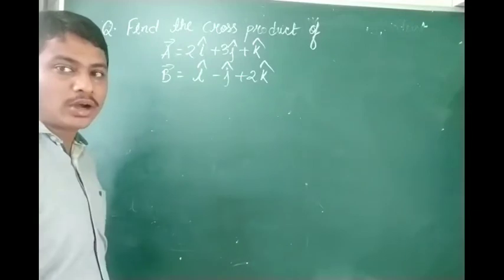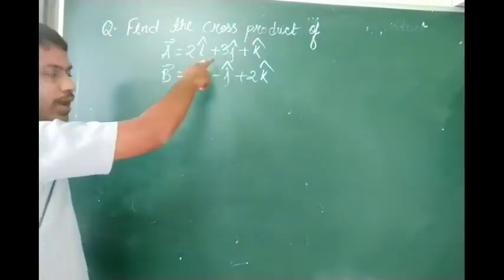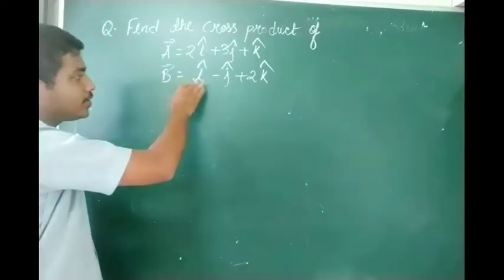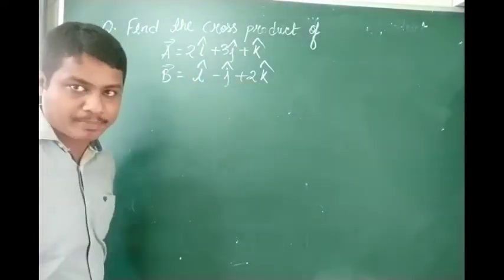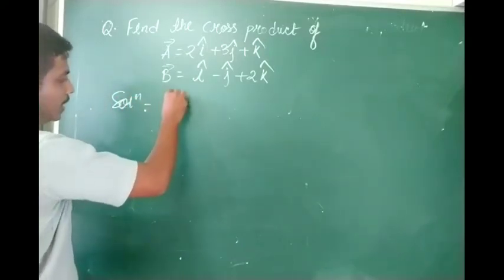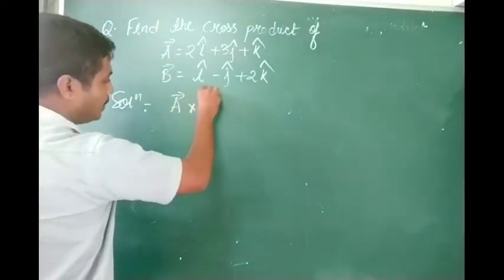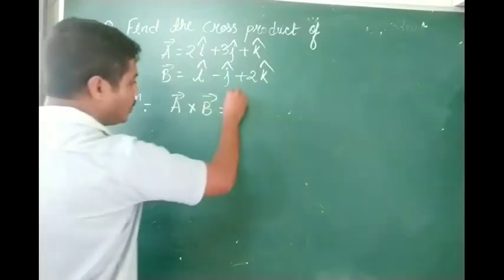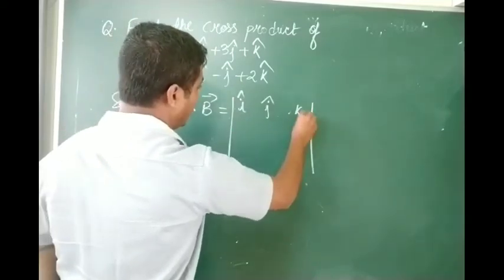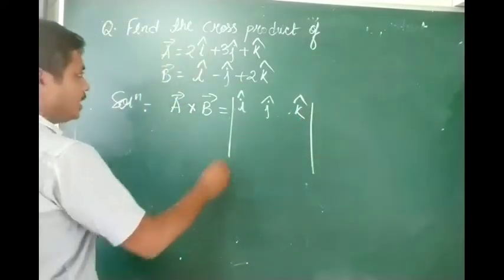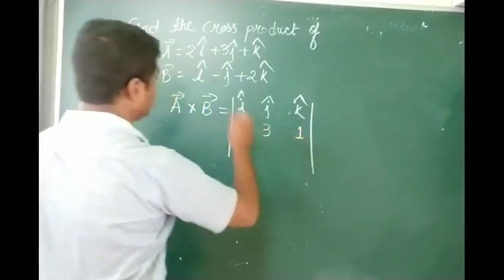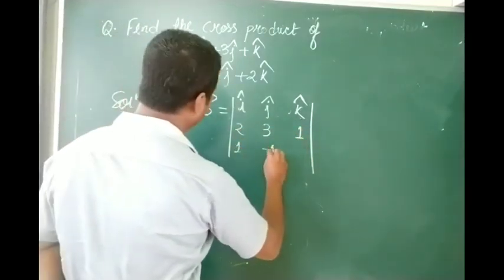Find the cross product of vector A equals 2i cap plus 3j cap plus k cap, and vector B equals i cap minus j cap plus 2k cap. Solution: vector A cross vector B will be equal to, put a determinant, the common row is i cap, j cap and k cap. Next we have 2, 3 and 1. Next we have 1, minus 1 and 2.